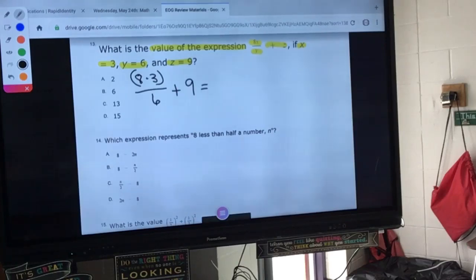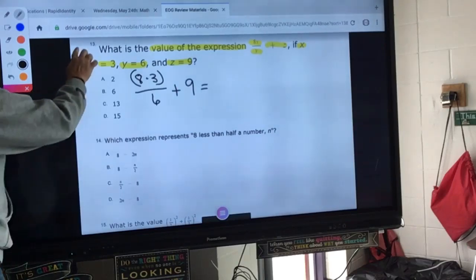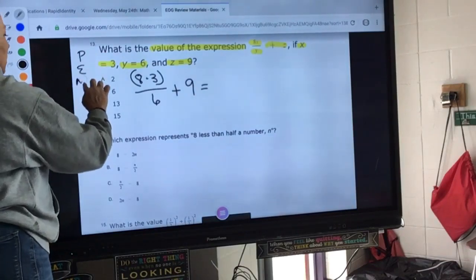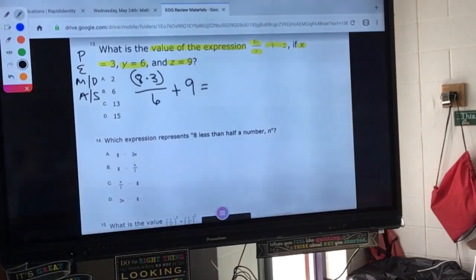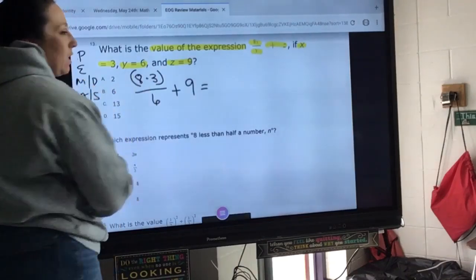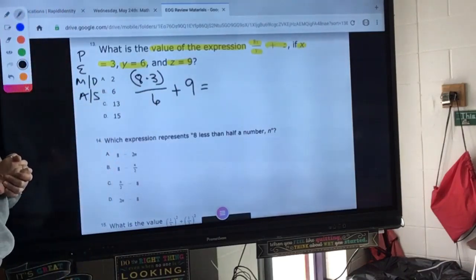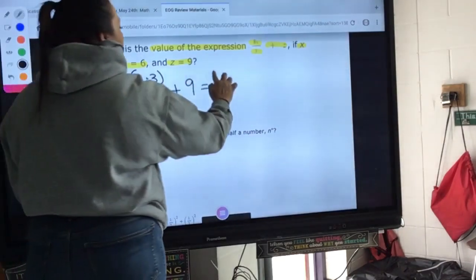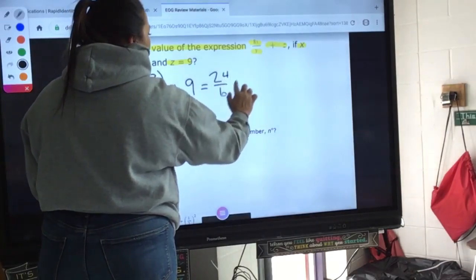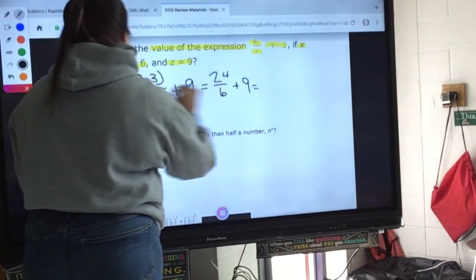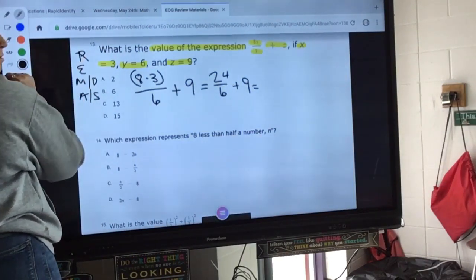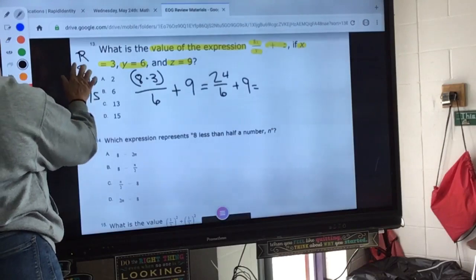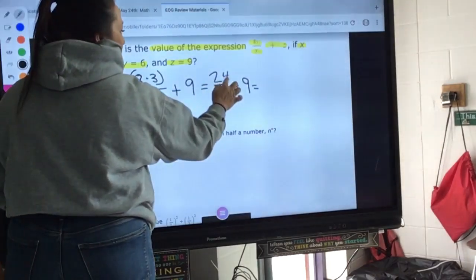PEMDAS question, right? So we're looking for parentheses, exponents, multiplication, division, addition, subtraction. So do we have parentheses? Yes, we do. All right, so what is 8 times 3? 24. All right, so I have 24 divided by 6 plus 9. So I got rid of parentheses. Do I have any exponents? No. Except for that, it does look like one, sorry.